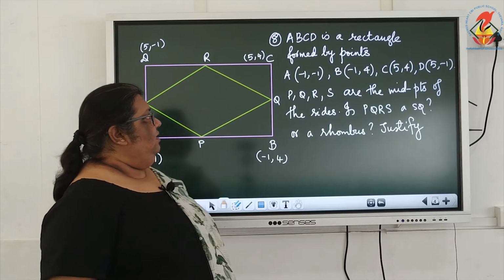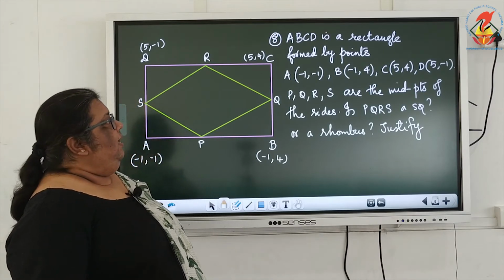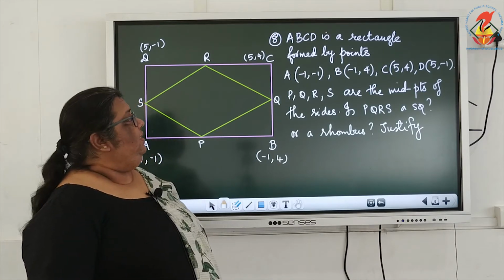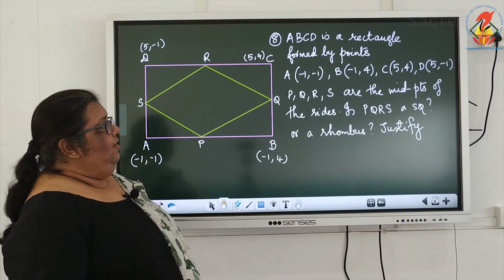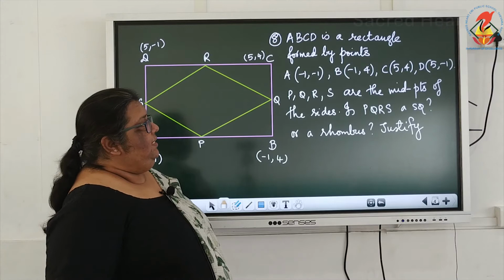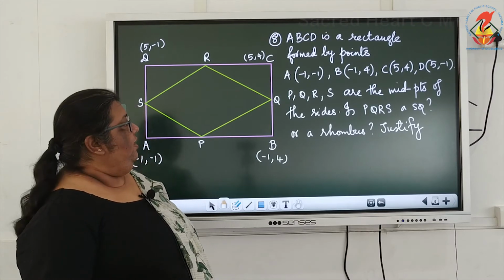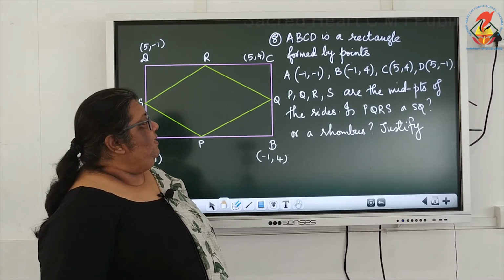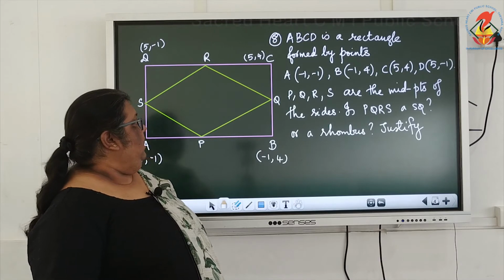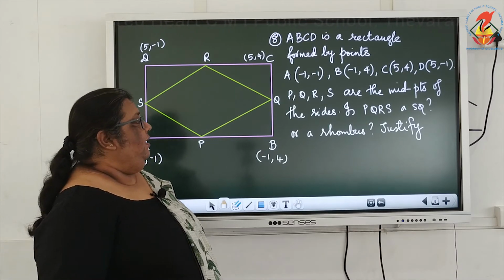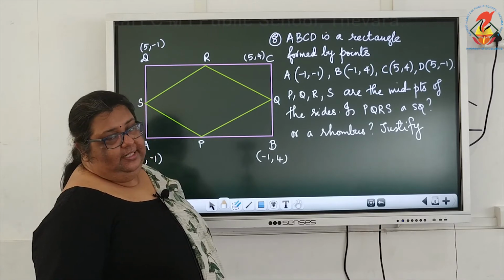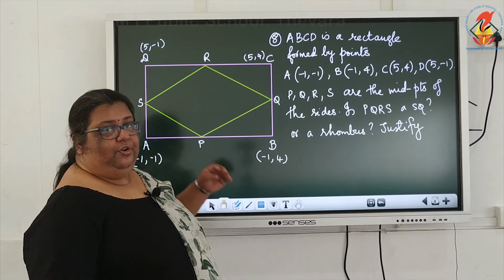Okay. 8th question. ABCD is a rectangle formed by the points A (negative 1, negative 1), B (negative 1, 4), C (5, 4) and D (5, negative 1). P, Q, R and S are the midpoints of the sides AB, BC, CD and DA. Is PQRS a square or a rhombus? Justify your answer. So, I have drawn a picture also.